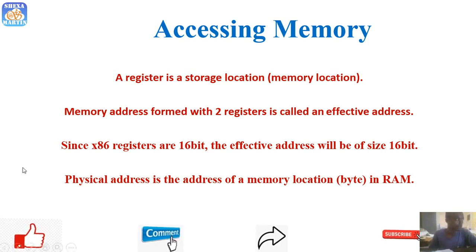Here it's saying since x86 registers are 16-bit, the effective address will be of size 16-bit. So all the registers that are used in x86 are of size 16-bit, right? So why then do we need to calculate the physical address?